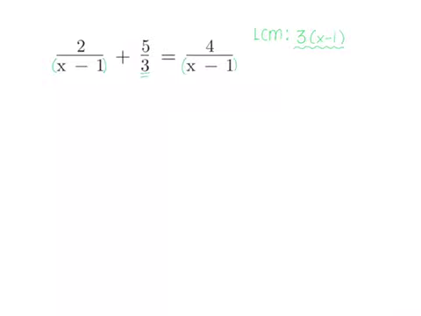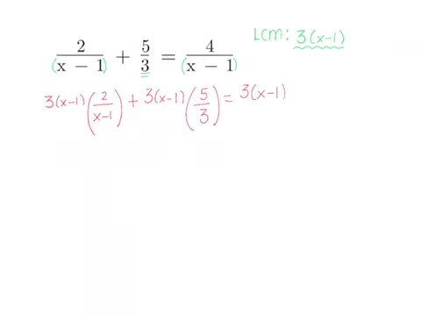So I'm going to multiply everything by 3 times (x minus 1). So I'll have 3 times (x minus 1) being multiplied by this 2 over (x minus 1). Then I'll have 3 times (x minus 1) being multiplied by this 5/3. Then over here, I'll have 3 times (x minus 1) being multiplied by this 4 over (x minus 1). So now I'll see what I can cancel out. So here the x minus 1's will cancel, and I'm left with 3 times 2.